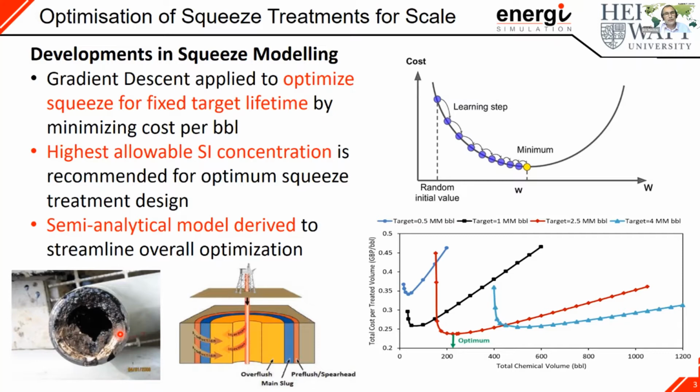And as a consequence of this work, we identified that the most efficient treatments are always achieved when the inhibitor chemicals are applied at the highest concentration permitted without causing formation damage due to incompatibilities. And that's associated with the ability to better propagate these chemicals at higher concentrations. And the modeling has enabled us to identify, if you look at the graph on the bottom right, on the y-axis we have the cost in pounds sterling per barrel of water produced for various target amounts of water we might want to protect, from 500,000 up to 4 million barrels of water.